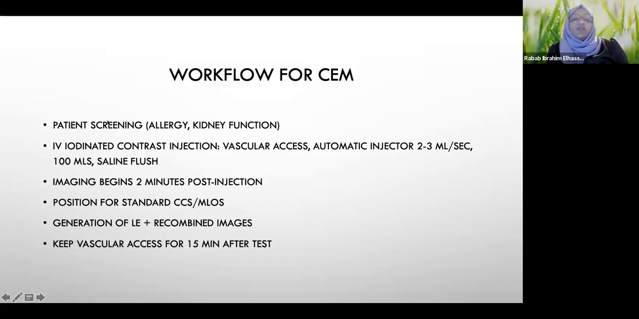First thing, we have to screen patients for contrast allergies and do basic renal function. If all okay, then the lady will come on the day, will have a cannula inserted. Then she will have a contrast media injection, normally about 100 mils of contrast. We normally use an automatic injector. Manual injection is not recommended for contrast enhanced mammogram because we need a rapid injection of 2 to 3 mils per second. Imaging will begin 2 minutes post injection.